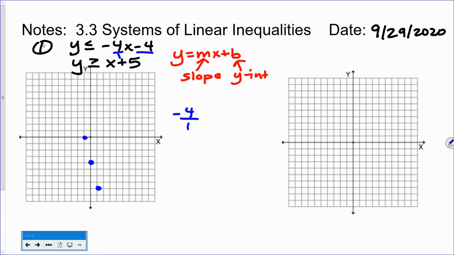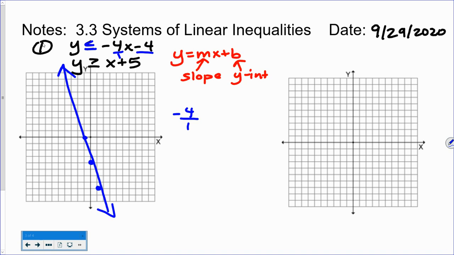All right, if it is an equal to, that means I use a solid line because my solutions can fall on this line. So go ahead and draw your line through your points. On Math Excel, you'll only need to put 2 points. All right, so we'll look at that in a second.